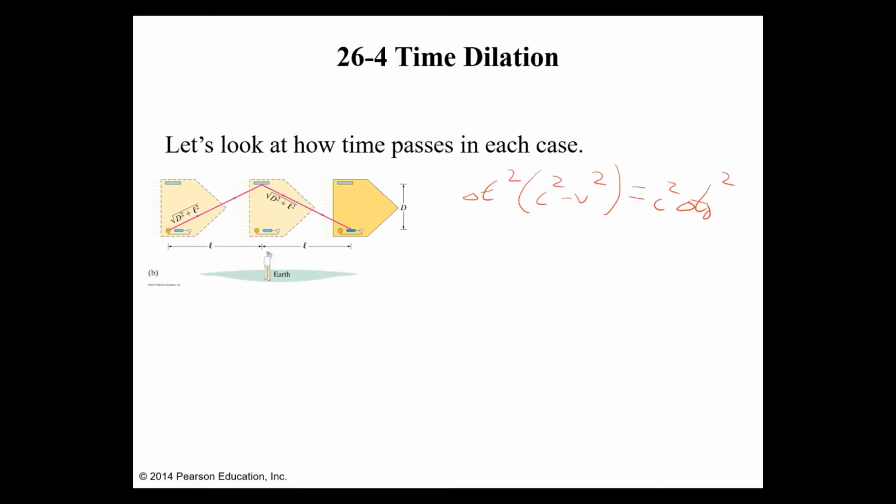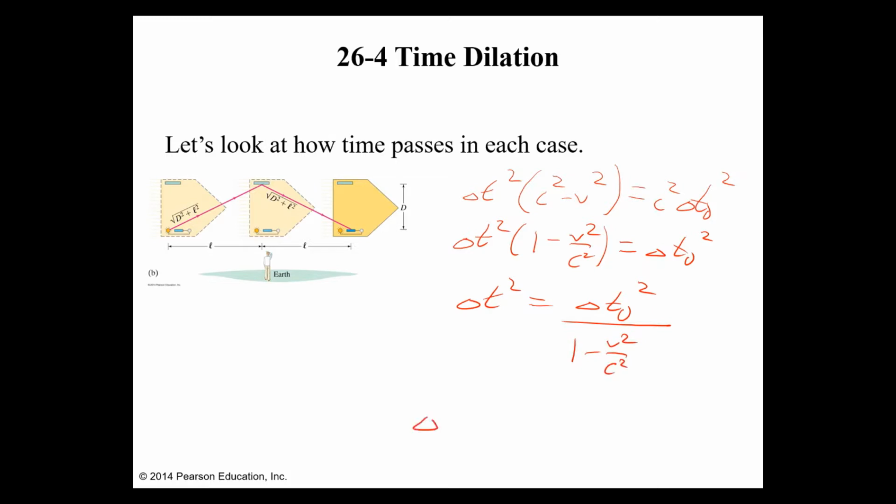Let's divide everything by c squared. And so we get that the proper time squared has to equal delta t squared times 1 minus v squared over c squared. Now I have to divide by that factor, and then finally take a square root. And this equation right here is known as the time dilation equation.